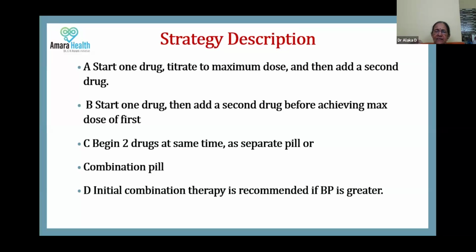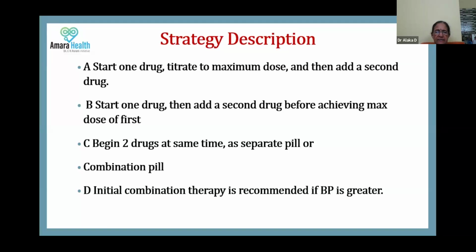And in our setup, most of our pharma industry people and MRs who come and brainwash us, we always have some combination pills. Of course, if there are 2 drugs in one tablet, the compliance of the patient improves because he has to take only one tablet a day. It may not be scientific, but it is available, so we have to use it, because there are other factors also: the patient's affordability, compliance, how often he can take it, feasibility. Therefore, your third strategy is begin 2 drugs at the same time as separate pills or combination pills.